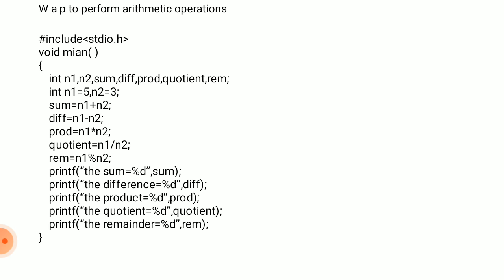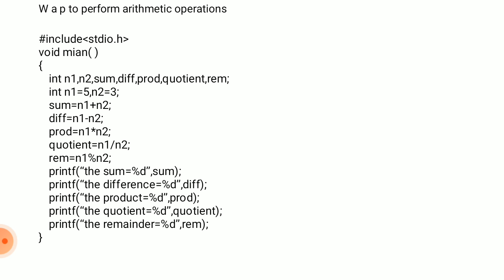The second statement is the main function, void main, and next, in the opening curly brace and the closing curly brace, we have written the body of the program. The body of the program contains two parts, that is the declaration part and the execution part. Declaration means the declaration of the variables.